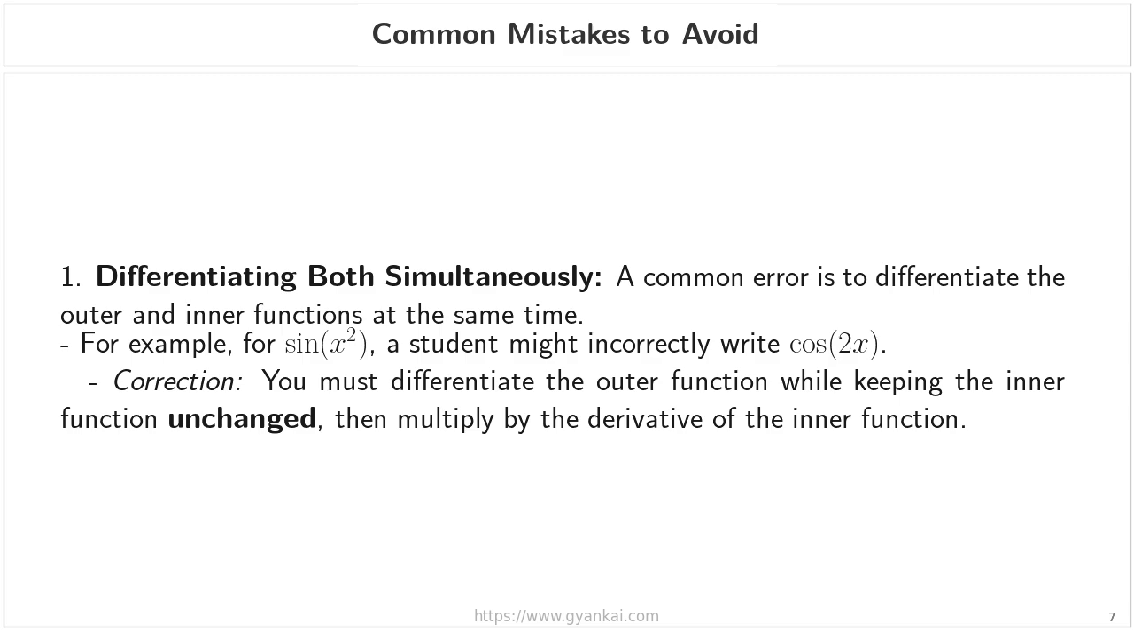For example, if you are finding the derivative of the sine of x squared, you might be tempted to incorrectly write the result as the cosine of 2x. To correct this, remember the rule. You must differentiate the outer function while keeping the inner function completely unchanged, and only then multiply that result by the derivative of the inner function.